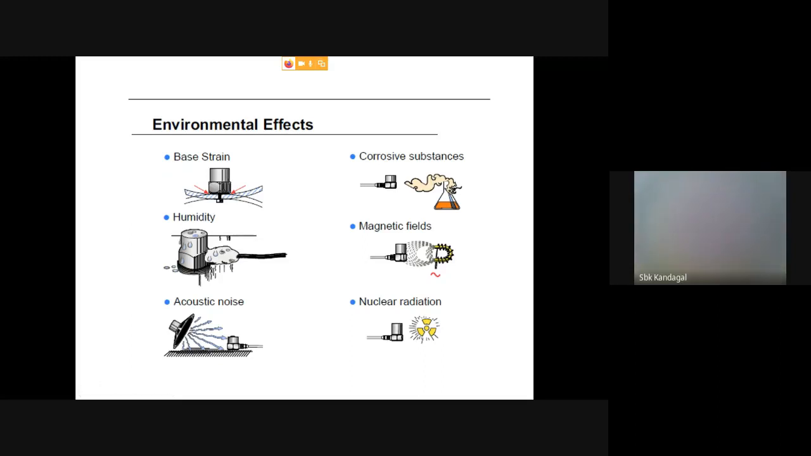Environmental effects: humidity, acoustic noise, magnetic field, nuclear radiation. Keep away from corrosive substances, and try to ensure that the structure, whichever is bending, doesn't have too much base strain. You should place it where the structure doesn't have too much curvature, otherwise the accelerometer will get affected.